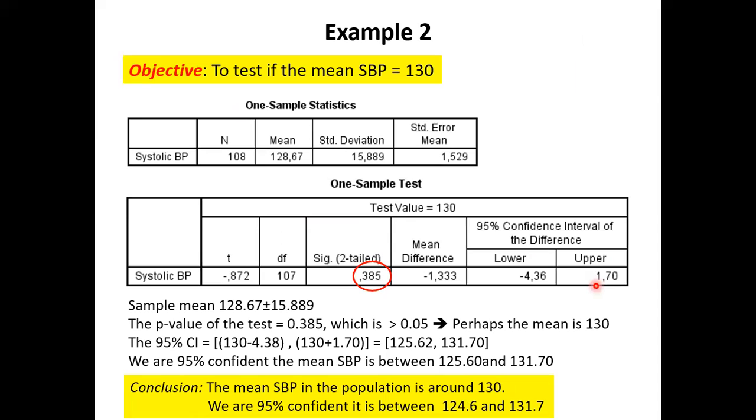Now do this example. Do the same thing. Now test whether the mean SBP, systolic blood pressure, is 130.